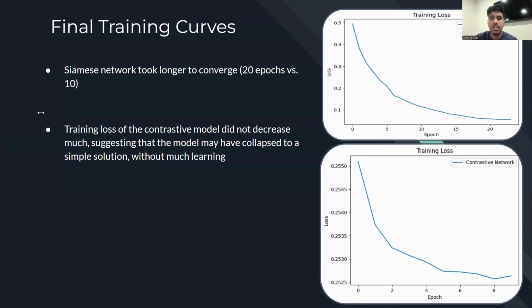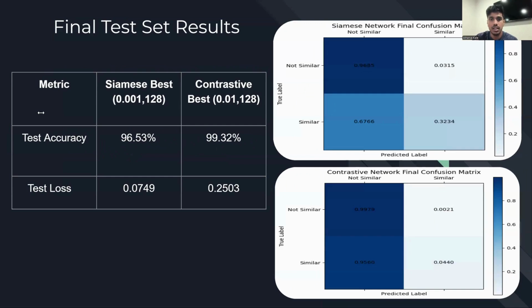In the next slide, finally, on the test set, the Siamese network achieved 96.53% test accuracy with a very low loss of 0.0749, while the contrastive model scored even higher at 99.32%, but had a slightly higher test loss of 0.2503. This suggests that while contrastive learning achieved the highest accuracy, the Siamese network offered tighter, more calibrated predictions with fewer extreme errors.